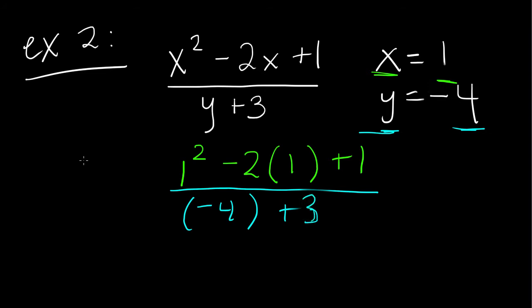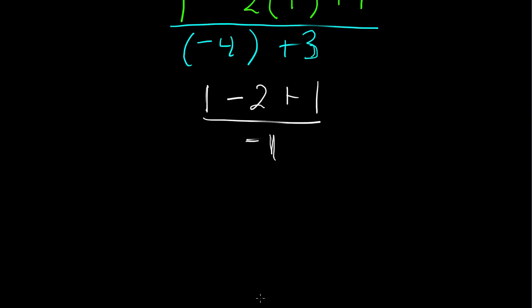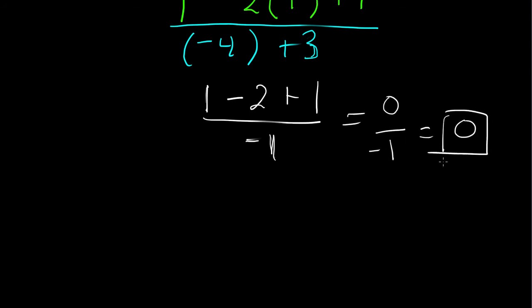Alright, and now let's solve for our number. So 1 squared is 1. 1 minus 2 times 1, 2, plus 1 over negative 4 plus 3 is negative 1. So now let's continue on, and this just turns into negative 1 minus 2, which is negative 1, plus 1 is 0. 0 over negative 1, which turns into 0. So that's what we get.